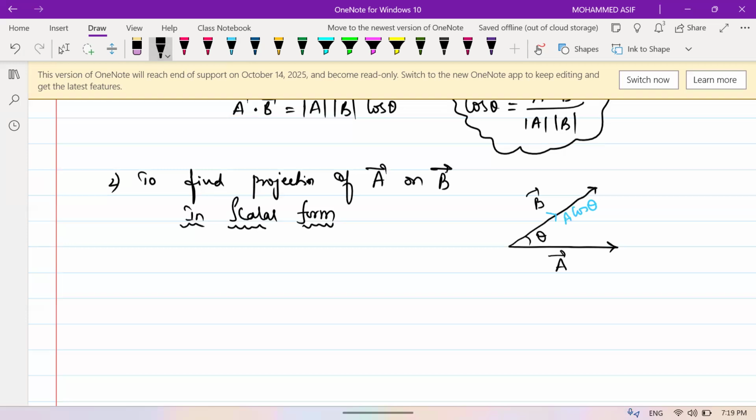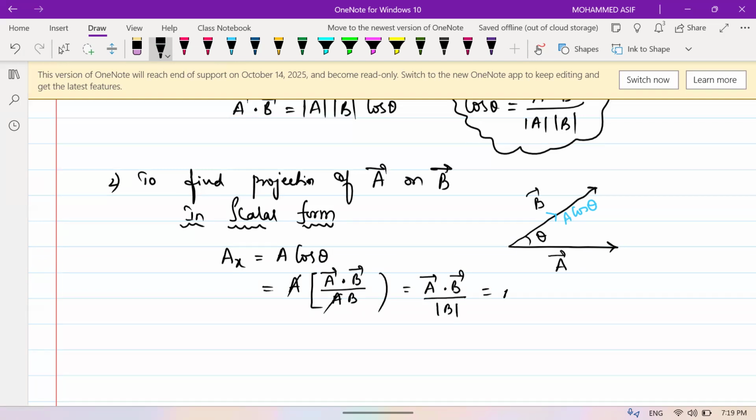That means A into cos theta is the projection. A into cos theta can be written as A bar dot B bar divided by mod A mod B. I can write it in terms of A and B, so this A will get cancelled. This value will come out as A bar dot B bar divided by mod of B. So that can be written as A bar dot B bar divided by B, which can be written as A bar dot B cap.